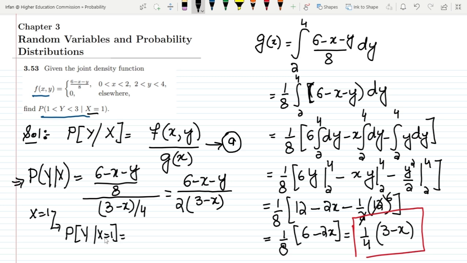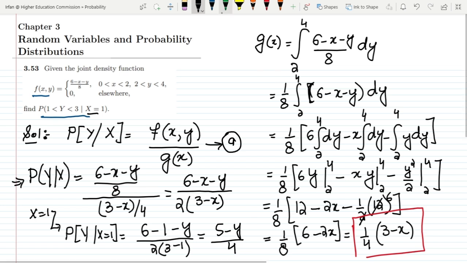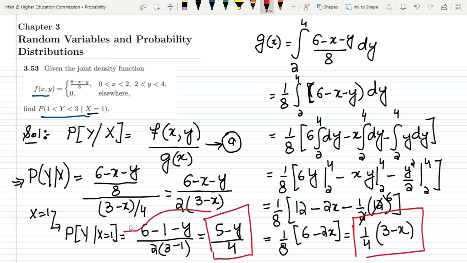Okay, this is step 2 in which I have been putting the value of x here. So putting value of x here, I will get 6 minus 1 minus y dividing it over 2, 3 minus 1. Okay, so here I will get 5 minus y whole divided by 3 minus 1 is 2, 2 times 2 is 4. So this is 5 minus y divided by 4. This is for the probability of y given x equal to 1.